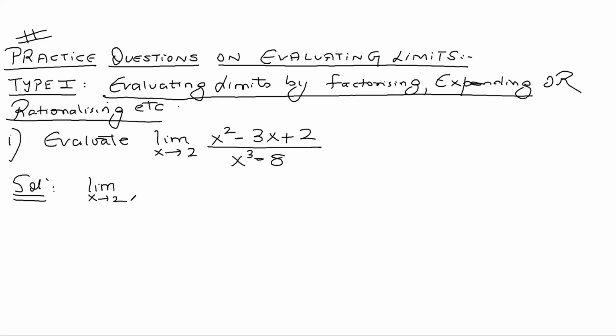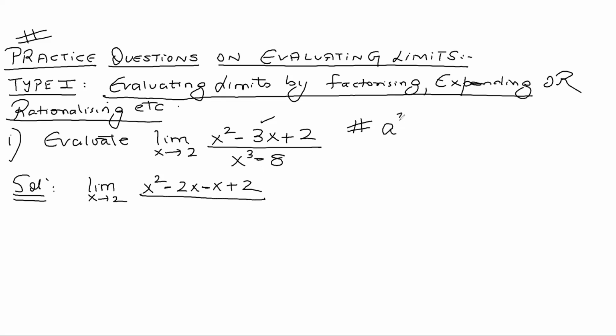If you look at the numerator, it is a quadratic function. I can do the middle term splitting. I hope students are familiar with that method. I need to split in such a way that the sum is -3 and the product is 2. So I can do it like this: -2 and -1 make it -3, and -2 into -1 make it 2, upon x cube minus 8.